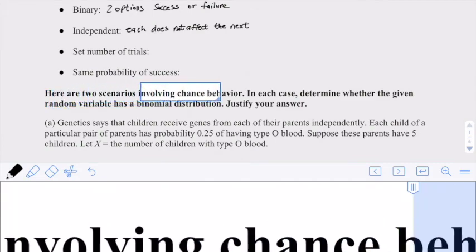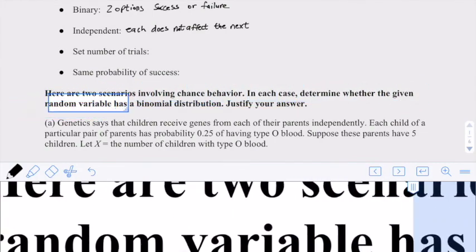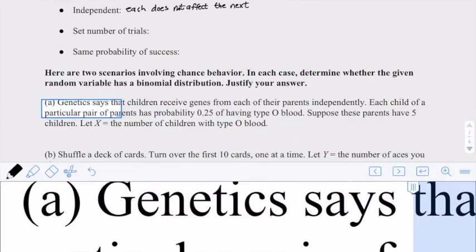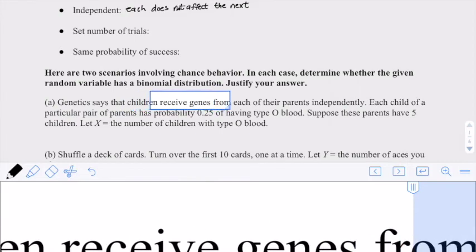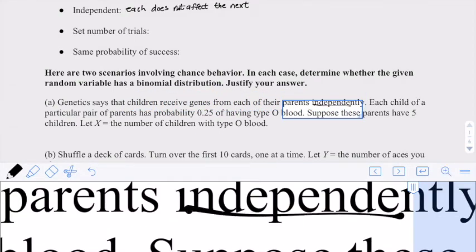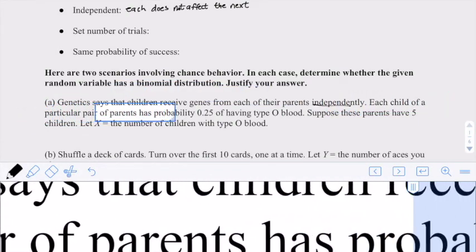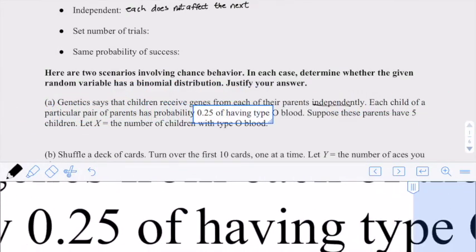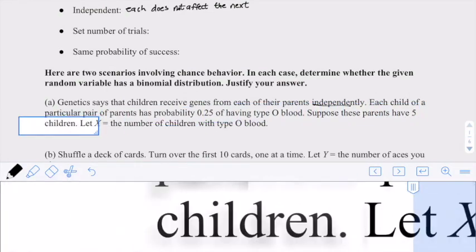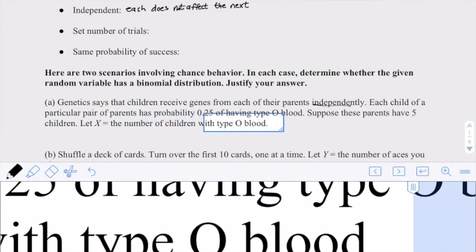Here are 2 scenarios involving chance behavior. In each case, determine whether the given random variable has a binomial distribution and justify. So genetics says that children receive genes from each of their parents independently. Well, there's one of our conditions. Each child of a particular pair of parents has a probability of 0.2 of having type O blood. Suppose these parents have 5 children. Let X equal the number of children with type O blood.